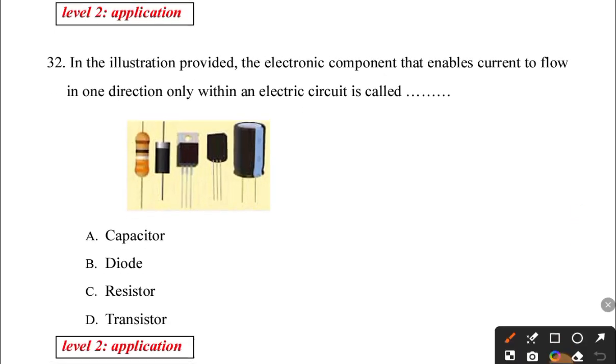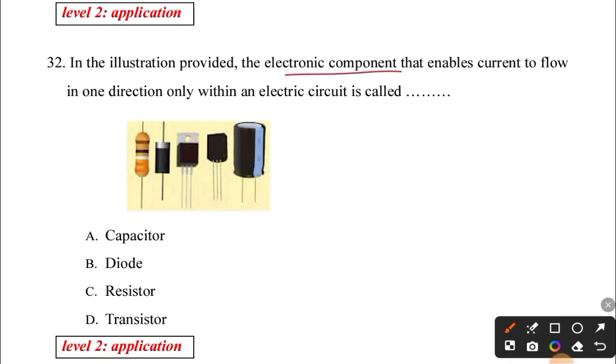Question 32. In the illustration provided, the electronic component that enables current to flow in one direction only within an electrical circuit is called a diode, and this is a diode. This that I'm shading is a diode. The rest of them are different components.